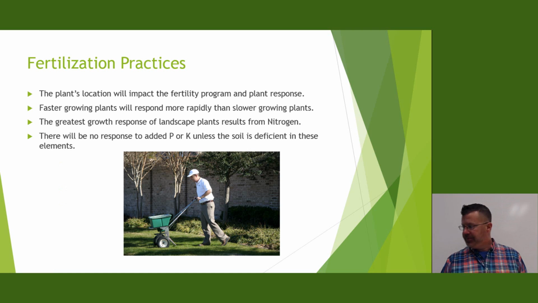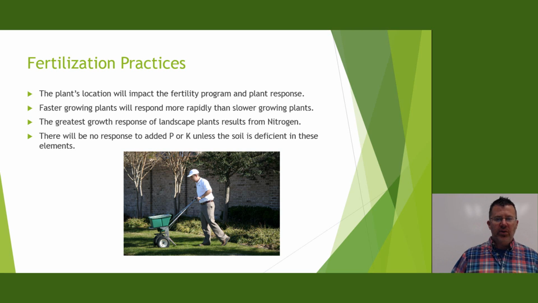The plant's location will impact the fertility program and plant response. Faster growing plants will respond more rapidly than slower growing plants. The greatest growth response of landscape plants results from nitrogen. We've already talked about that. And there will be no response to added P or K unless the soil is deficient in these elements. You will see results in turf grass, but when it comes to ornamentals and trees, we're not going to see a dramatic change to our woody plants and trees unless the soil is deficient in phosphorus and potassium.